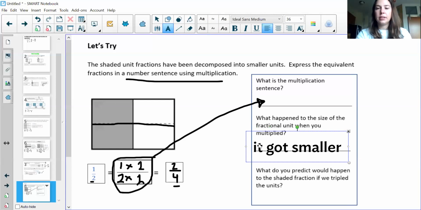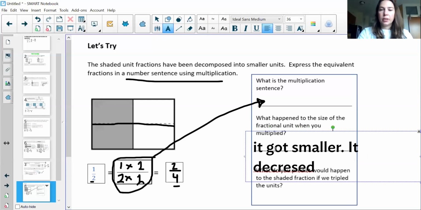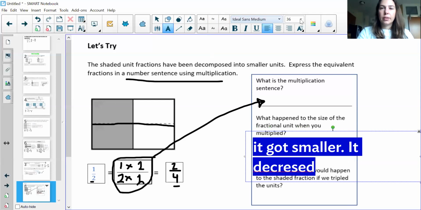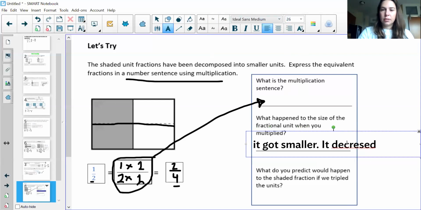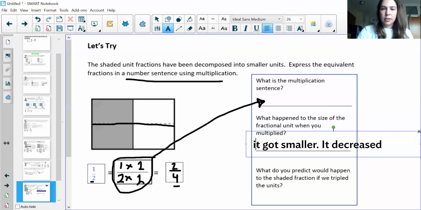Or you can say, it decreased, if you're looking for a math word. So fill that in. Correct my spelling. Okay.